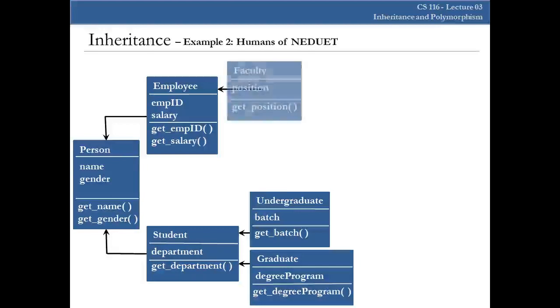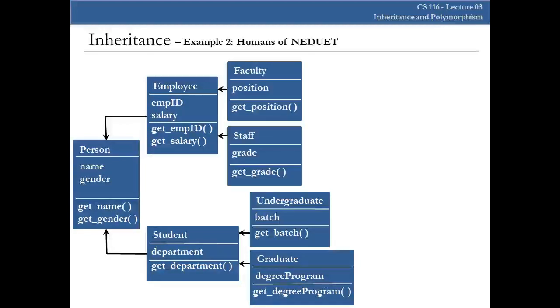Similarly, let's extend this class employee to faculty and staff. Like there could be teaching faculty and then non-teaching staff, right? For faculty, we can define a position like professor or lecturer or any other position. And for staff, we have grades. Let's suppose we have grades.